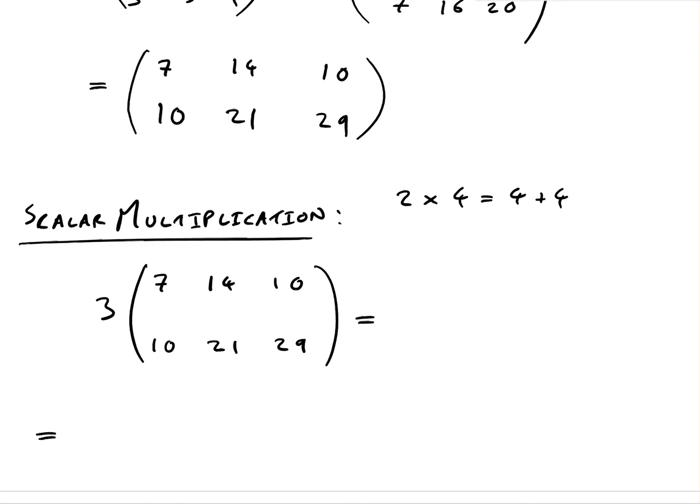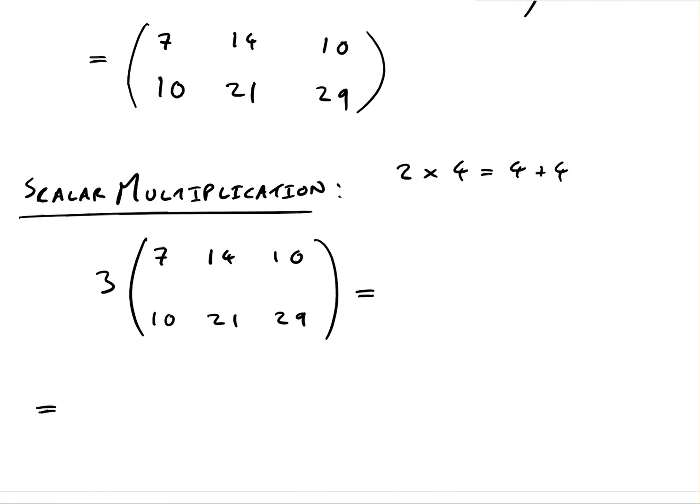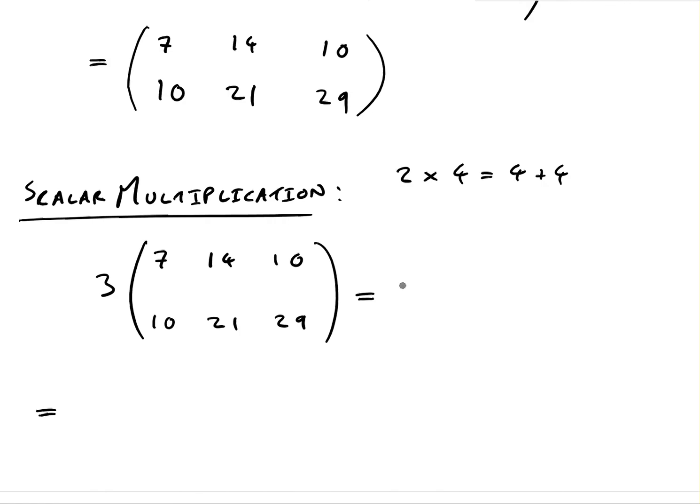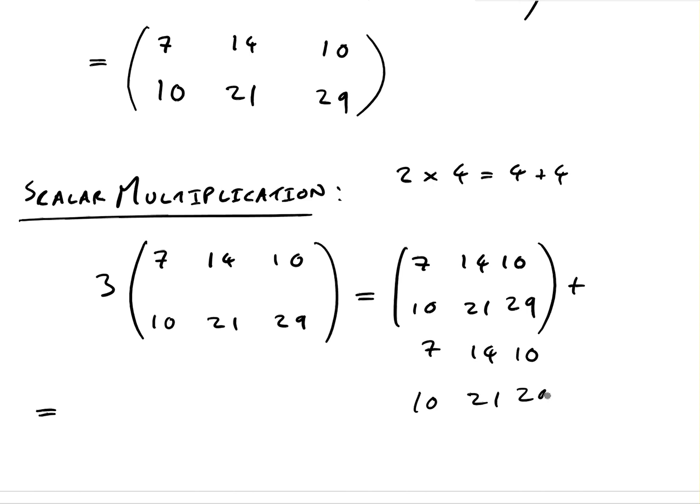I'm not going to write this out 3 times. It'll just take too long. Oh no, actually I am. Just very quickly, 7, 14, 10, 10, 21, 29. Then we want to add that to the same thing, 7, 14, 10, 10, 21, 29. This got very messy, I do apologise. And then we want to add that again to 7, 14, 10, 10, 21, 29. You get the idea.